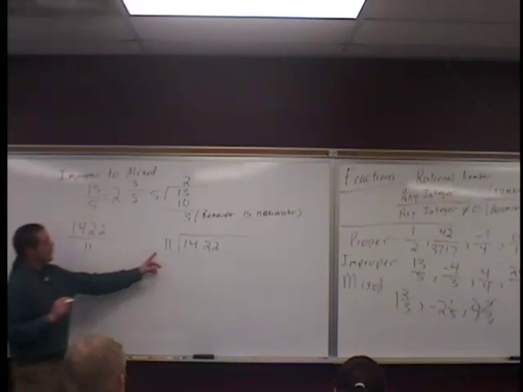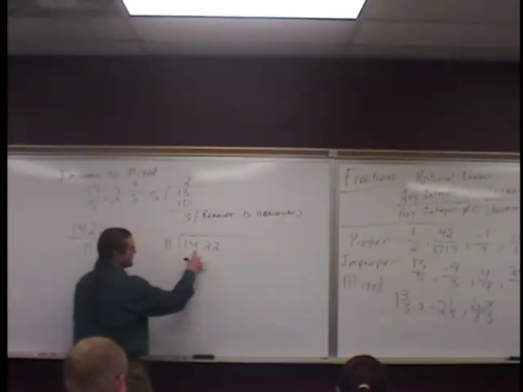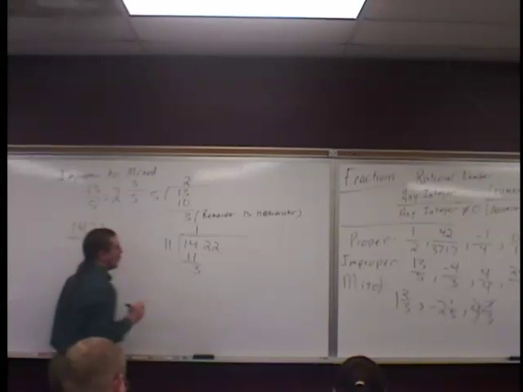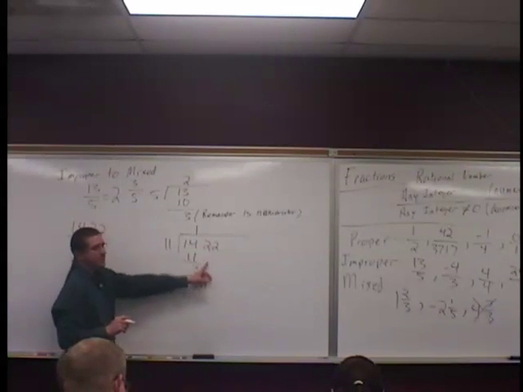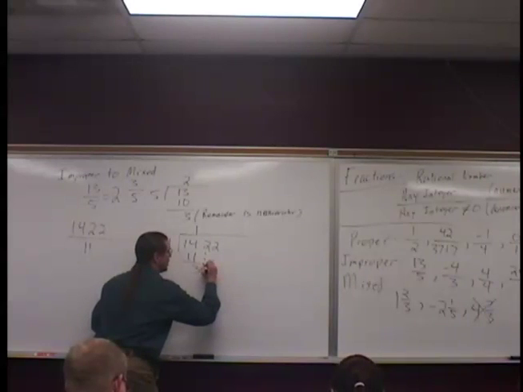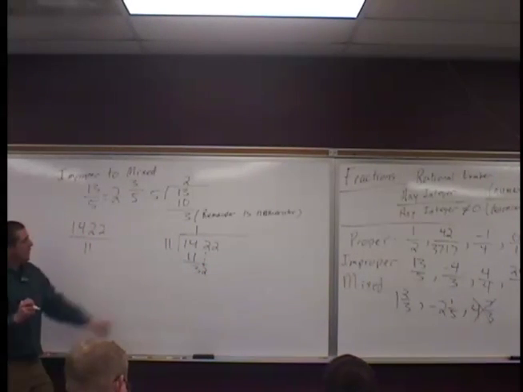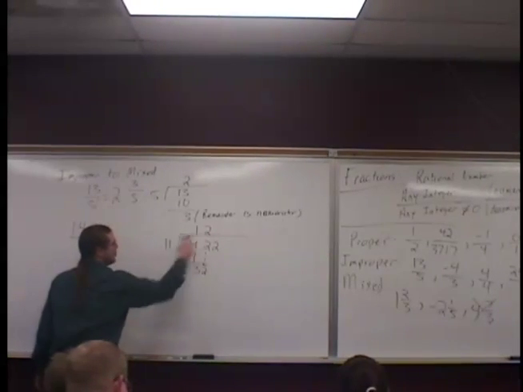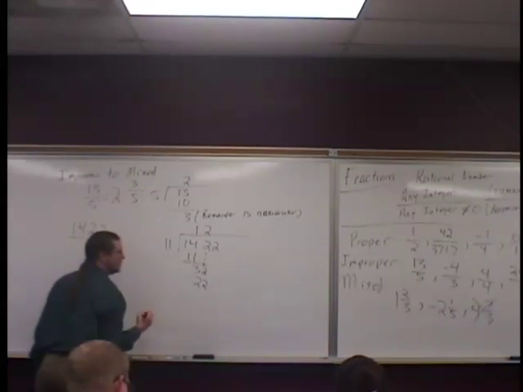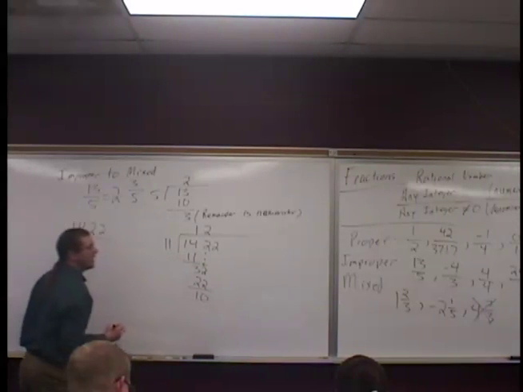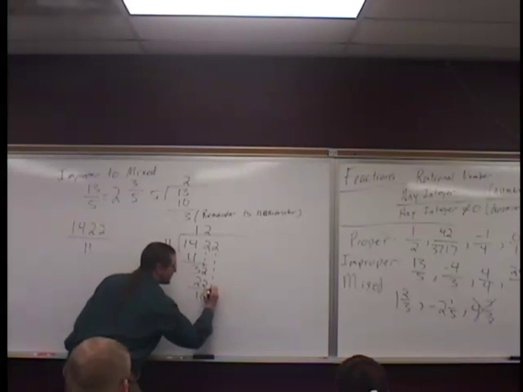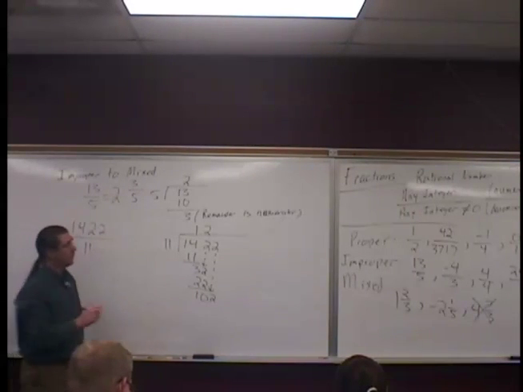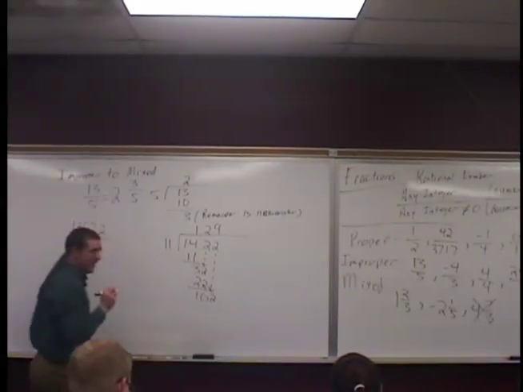So a little bit of review on long division. 11 goes into 14 how many times? 1. Once you get a remainder coming down here, keep using numbers until you have used them all. How many times does 11 go into 32? Twice. 2 times 11 gives you 22. Again, keep subtracting. Got to keep using numbers. How many times does 11 go into 102? 9.